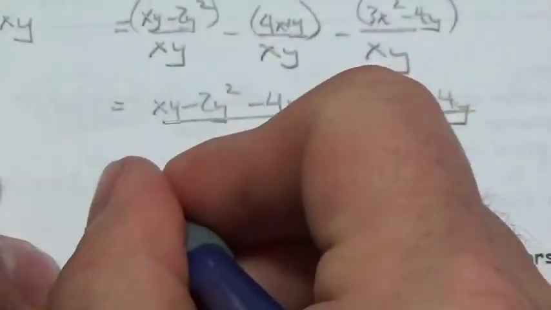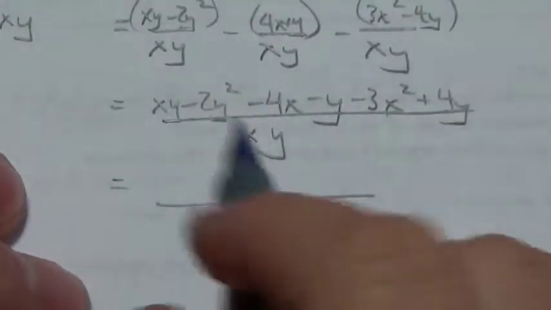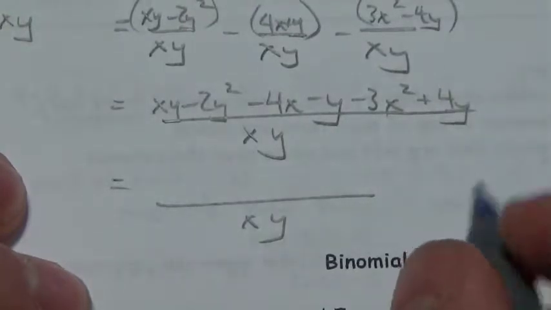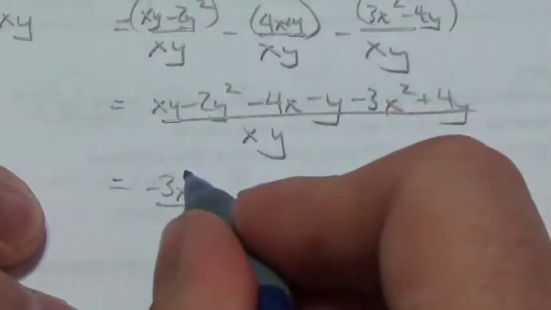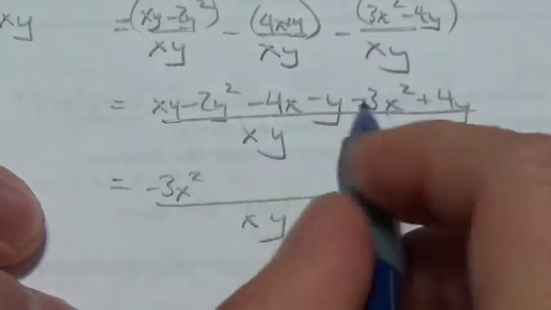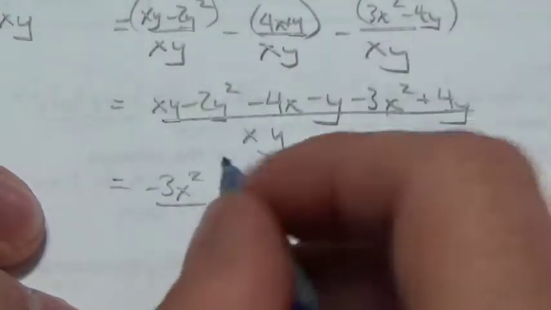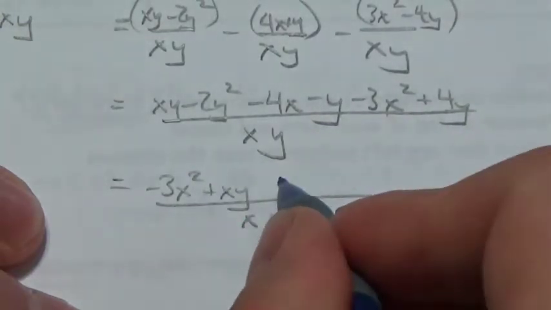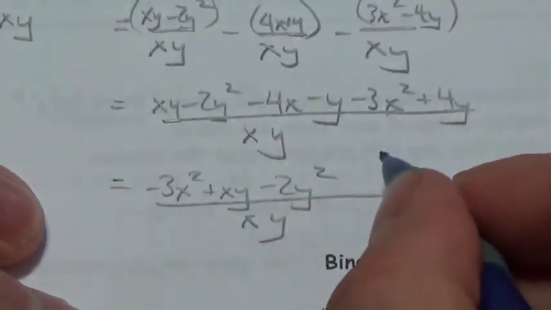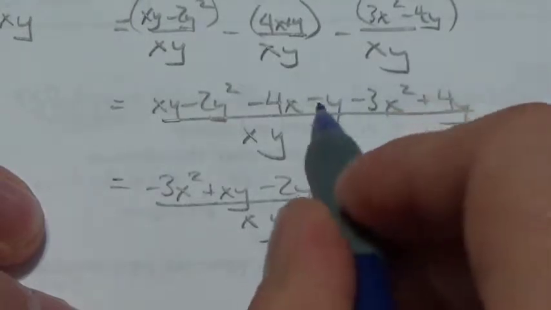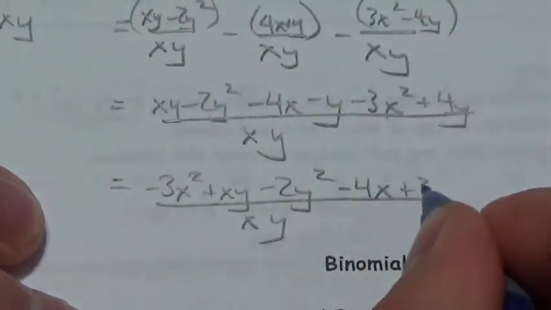Now, in my very last step here, it's still over xy, but I'm going to group together like terms if I can. Okay, I've got an xy term. Now, normally the way we would write this is we would do this in alphabetical order, in order of decreasing degree. So I'm going to pull that negative 3x squared up front. Then I've got the positive xy minus 2y squared. So I'm getting rid of the x here, then the y's pop up. Then I've got a negative 4x, and then the only combining that I can do is this negative y and this 4y, so this gives me plus 3y here.